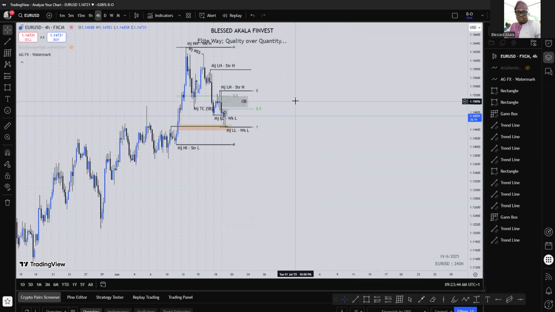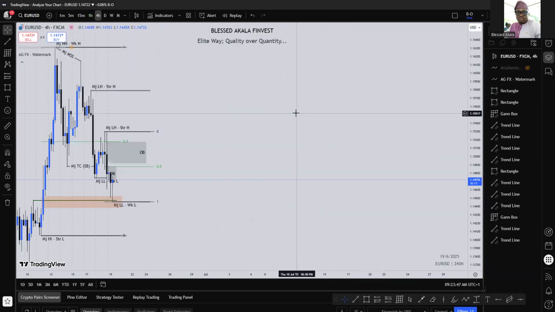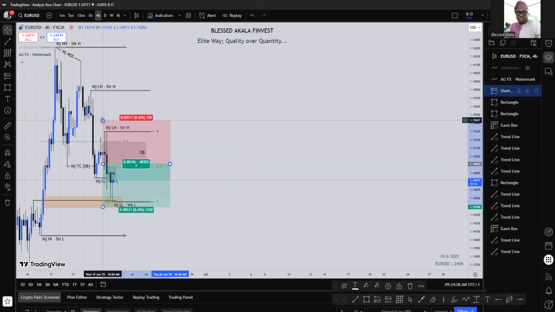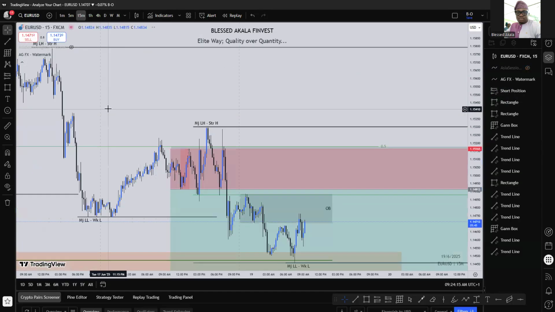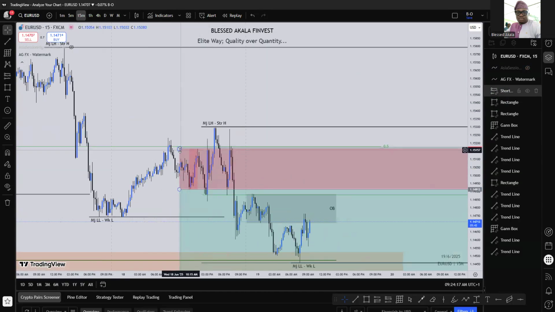Let's check what it is on 4 hours. So it's basically lying perfectly with this particular leg here, and that would be my selling point, at least for now. 25 pips. So let's go on 15 minutes to balance it out.